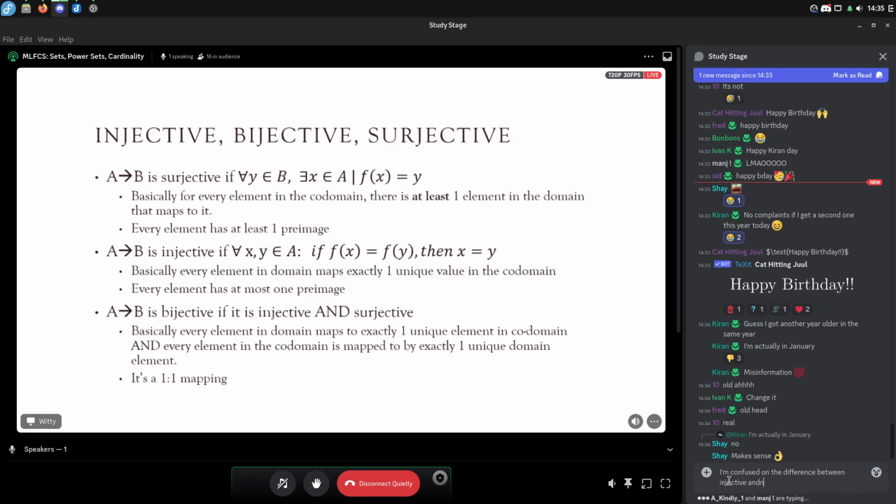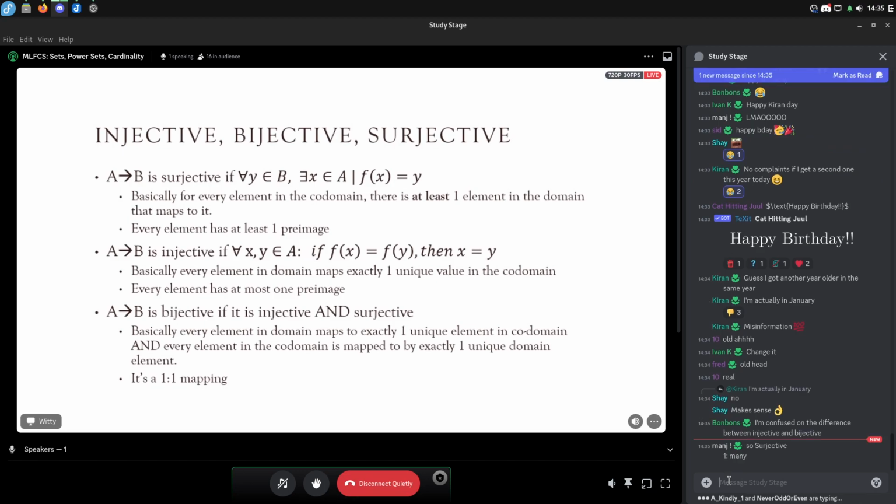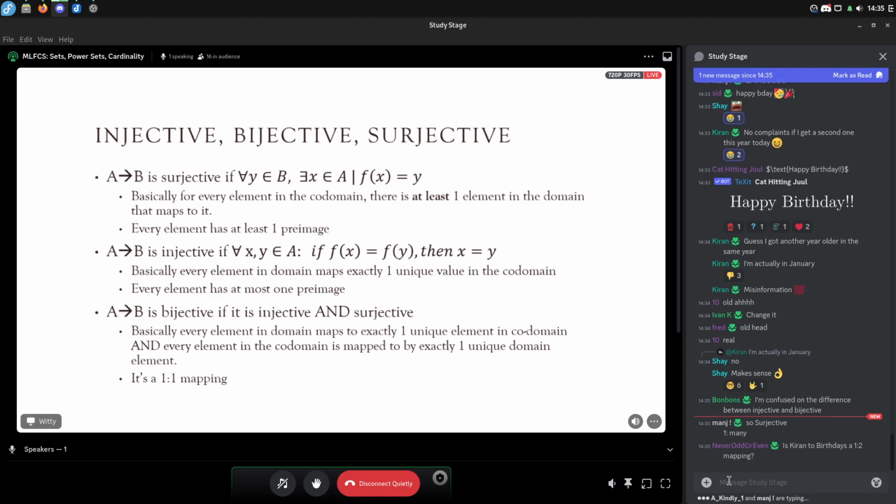Makes sense? Cool. React to Shay's message that says makes sense if you agree. All right. I'm confused on the difference between injective and bijective. Okay.